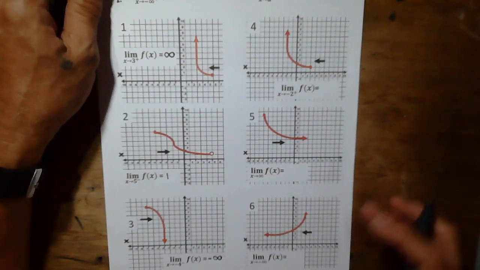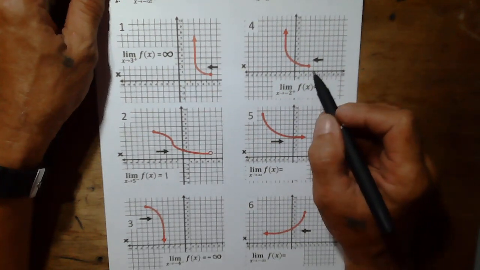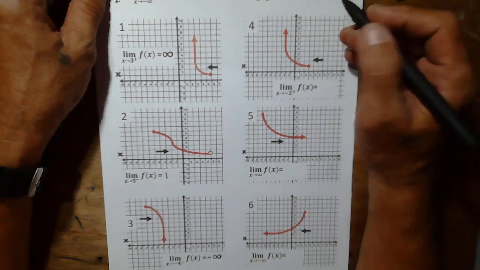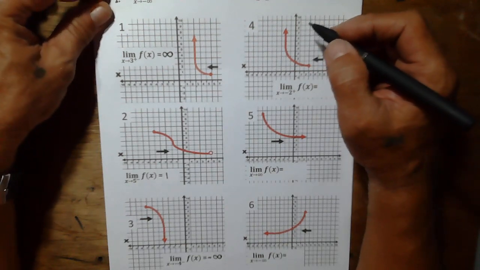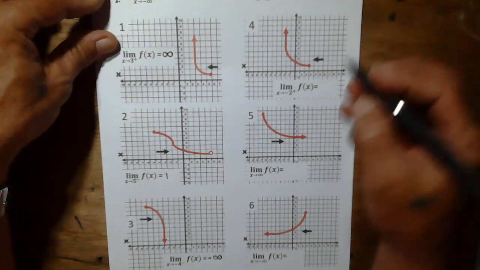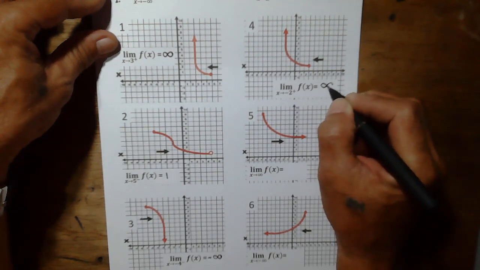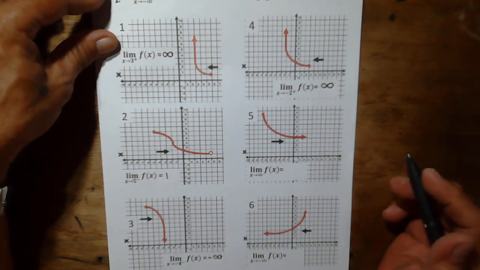Number 4. The limit of a function as x approaches negative 2 from the positive side. Now, look at the red arrow. It is pointing to the positive infinity. And so, this limit is equal to positive infinity. Or we write simply infinity.